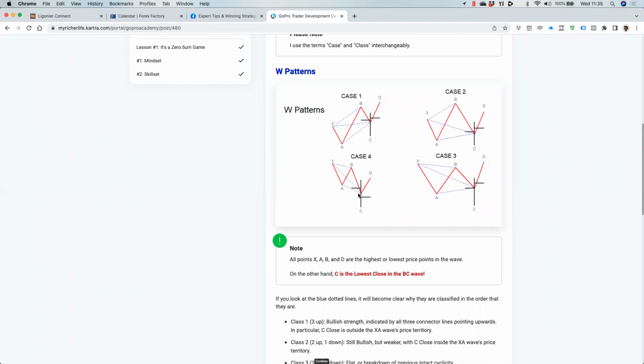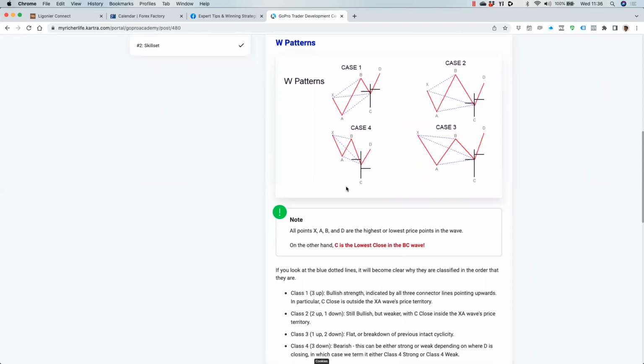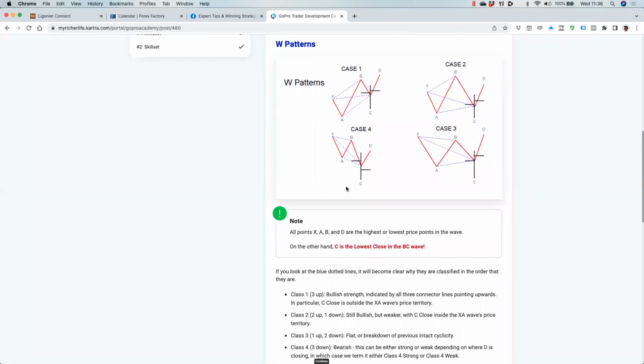Now, a class 4W pattern is one where we do not have D's closing encroaching on A to B. You'll see this in a bit more detail. If this is new to you folks, don't worry about it. I'm just pointing it out now for some folks who are more experienced with these patterns and would otherwise be giving me a hard time.